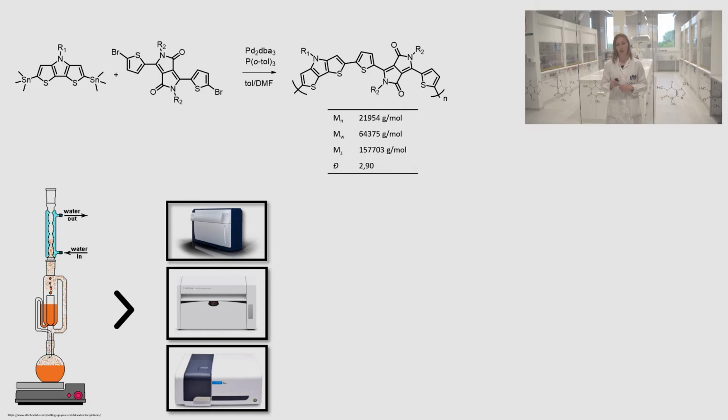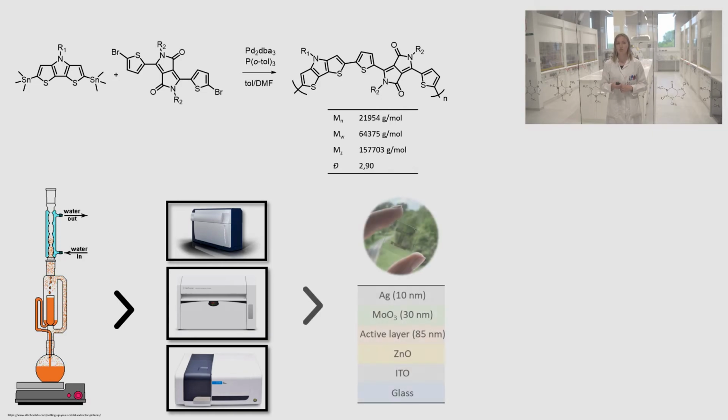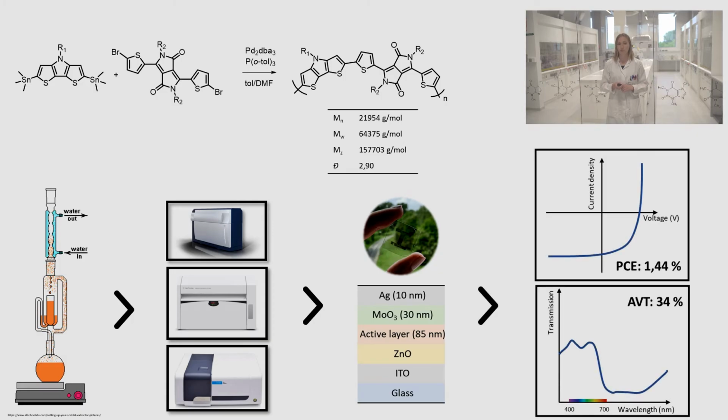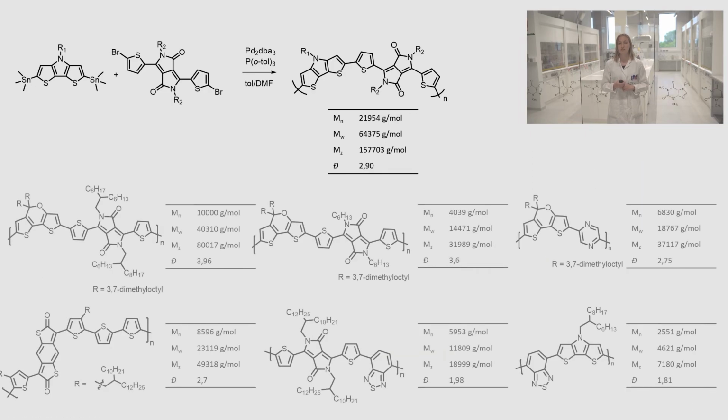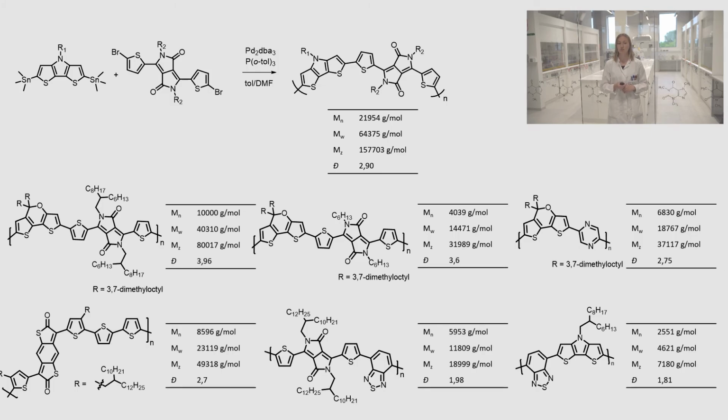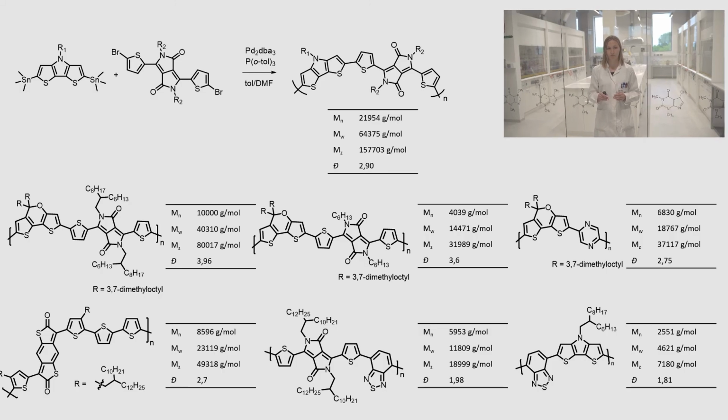Afterwards, this material can be combined with a commercial small molecule acceptor in the bulk heterojunction layer of the lab-scale solar cell device. I so far reached an efficiency of 1.44% with an average transmission of 34% in the visible area. Of course, with room for improvement. Several other materials are also being synthesized and analyzed for this application. But the greatest challenge is still to find a suitable combination of donor and acceptor material to reach optimal offset between energy levels and an ideal morphology in the bulk heterojunction blend.